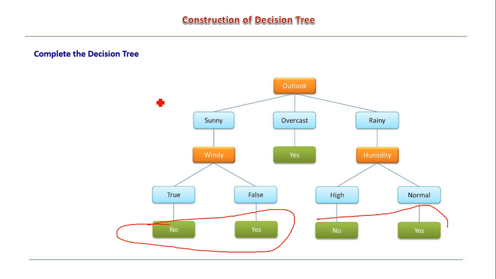So in the decision tree there are two major metrics we have to understand: what is entropy and the information gain. Based on entropy and information gain, the tree is going to be constructed.